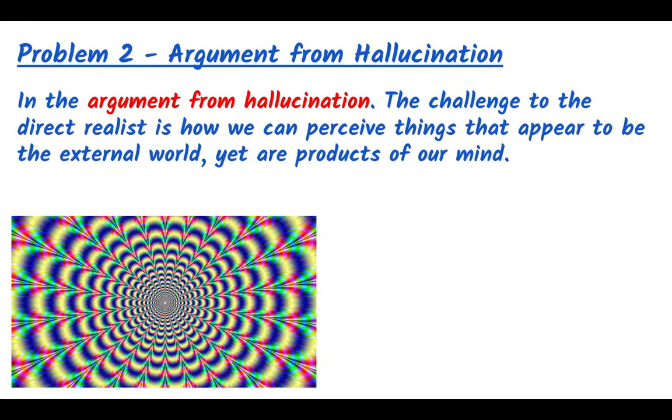The second argument is the argument from hallucination, and this argument basically says that we see things which appear to be real, basically hallucinations, and they appear to exist in the external world, and yet are products of our minds.